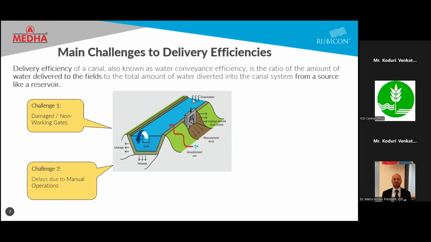Challenge number two is due to manual operations. This is a conventional practice in the majority of regions across the world, wherein the gates and structures are operated manually by intervening with the existing structure, going there, rotating with the help of a manual lever, and then getting the water released to the right channel.